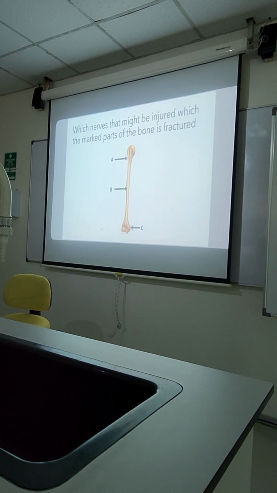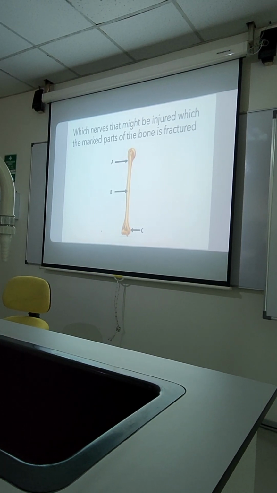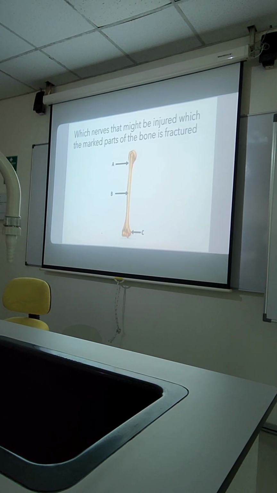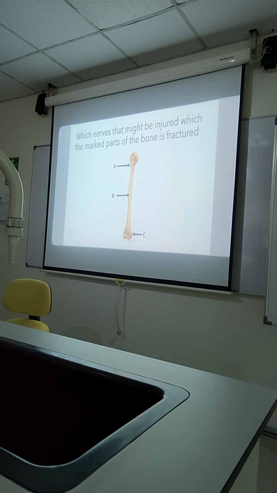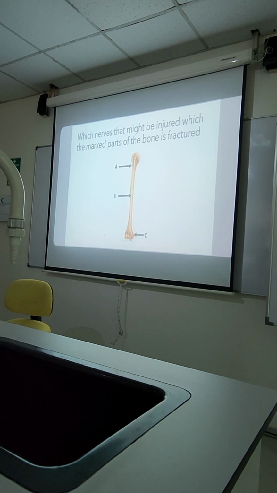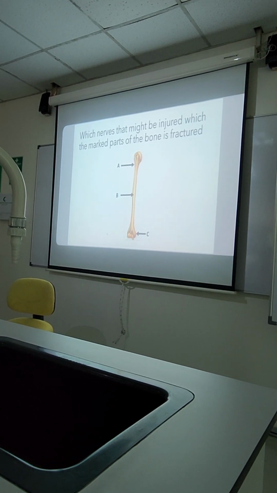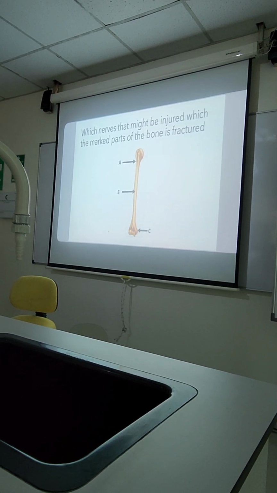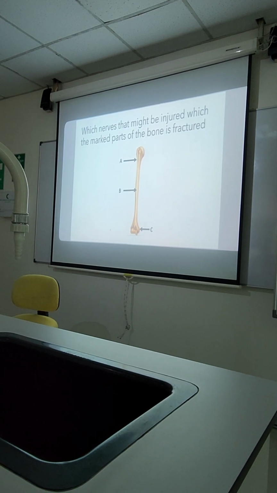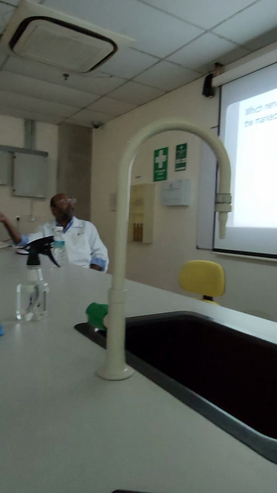A is axillary, B is radial, C is ulnar. Yes. A is the surgical neck of humerus, so naturally the axillary nerve has to be there.